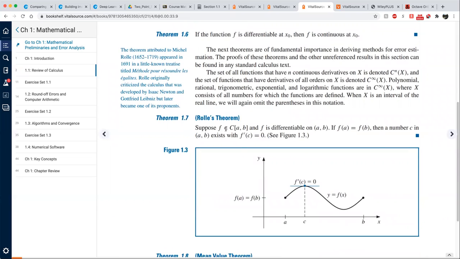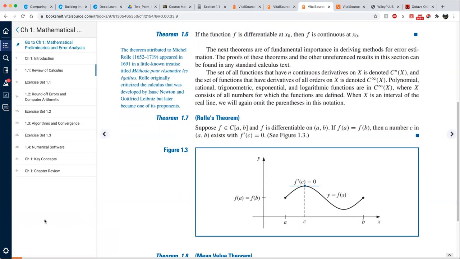Now the Rolle's theorem. Suppose f belongs to C on the closed interval a comma b. It means that this function is continuous on the closed interval a comma b, and f is differentiable on the open interval a comma b. If f of a is equal to f of b, then there exists a number c in the open interval a comma b such that f prime of c equals 0.